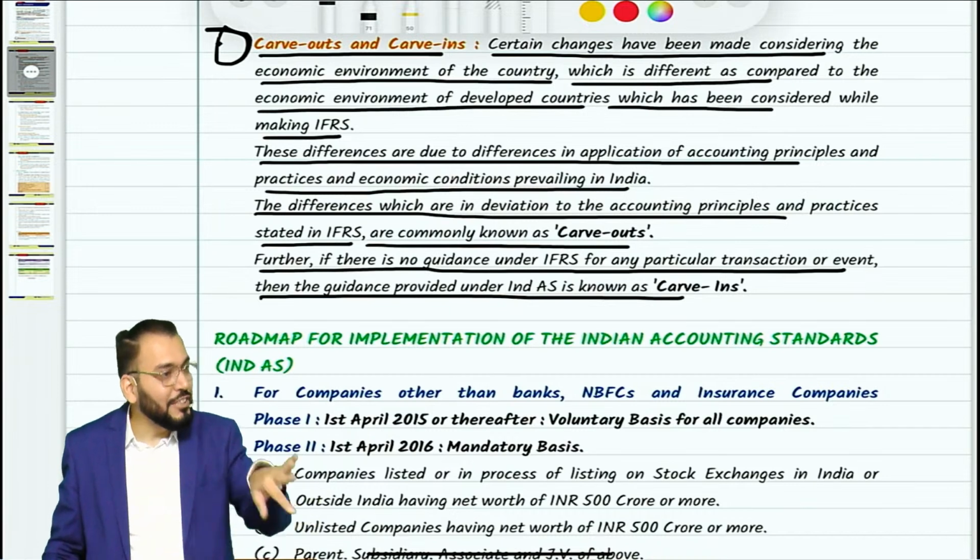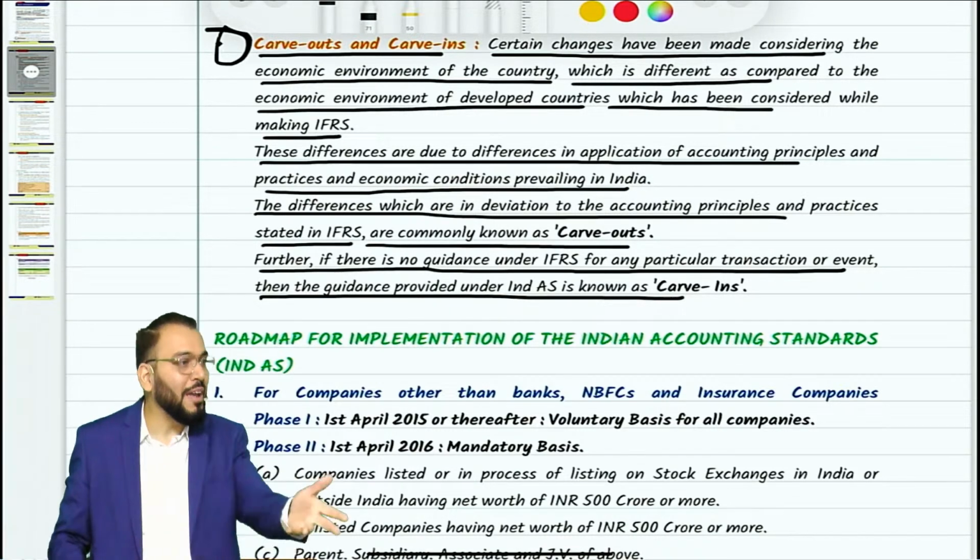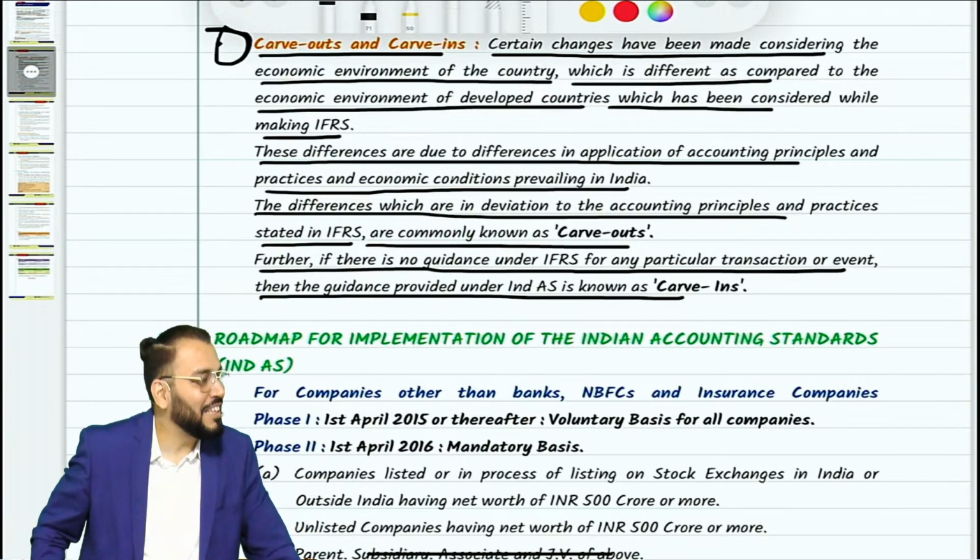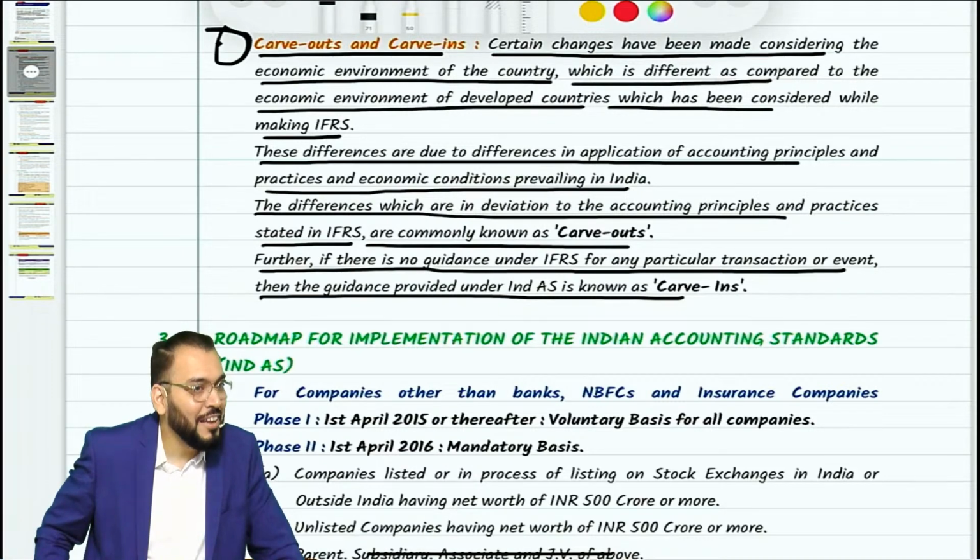Understood? IFRS and US GAAP. Can I see if you know this? You know IFRS? It means, can I see if you completed FR and if you have done carve out and carve in, so you have understood IFRS.